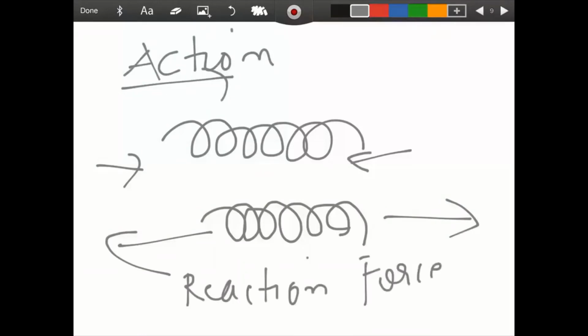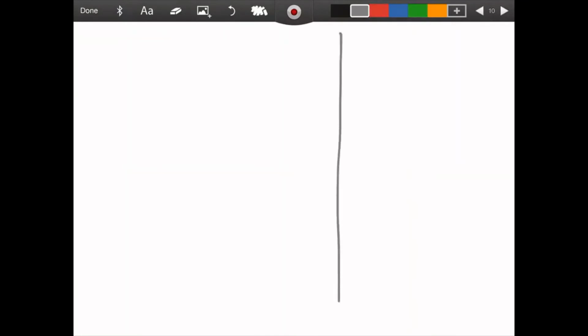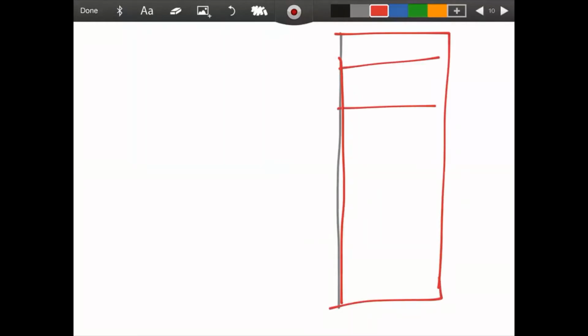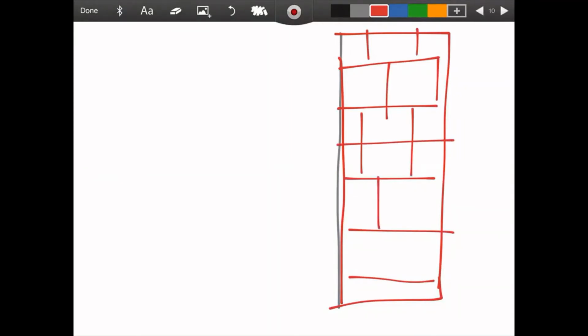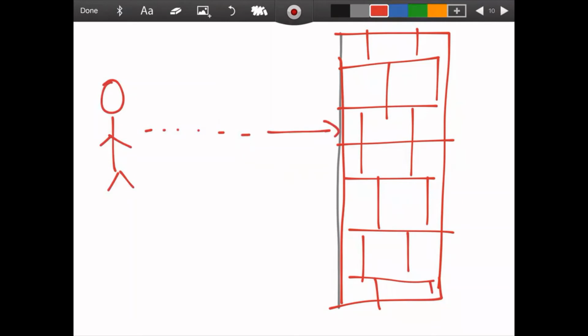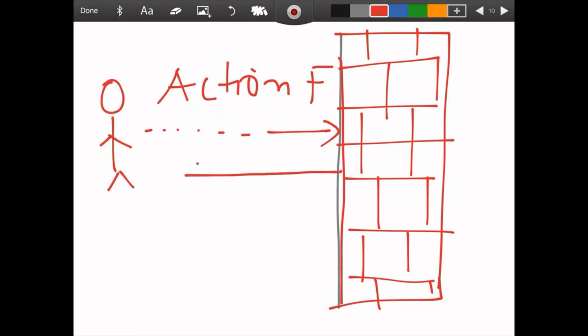Okay. You can do one more experiment. Suppose you have a wall, and you come running and kick this wall, what will happen? Will the wall break? Absolutely not. But what are you doing? You are applying one force, that is the action force. But from Newton's third law, what do we know the wall will do? It will simultaneously apply one force on you, that is the reaction force. So you will get pushed backwards and you will fall down.